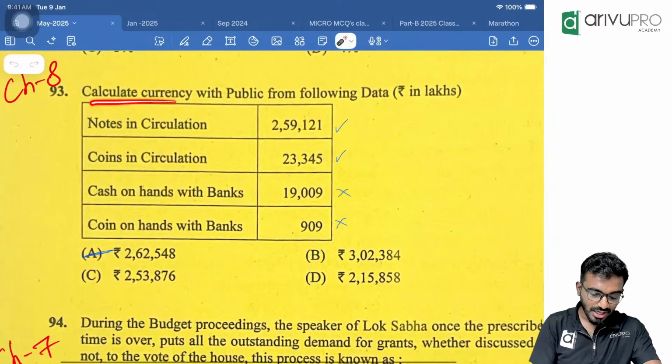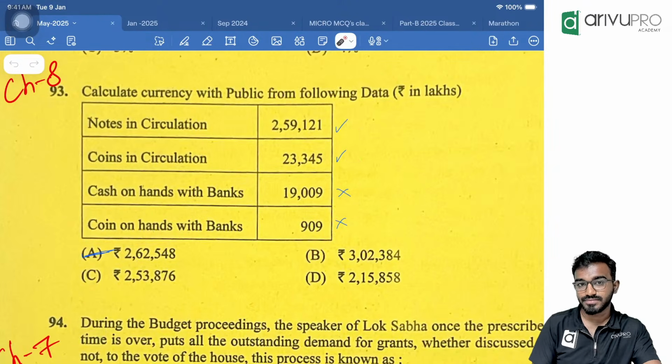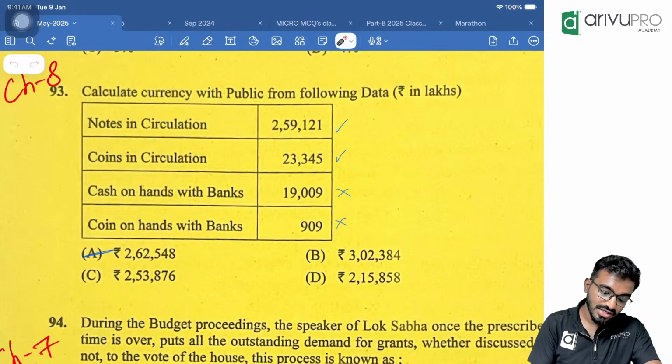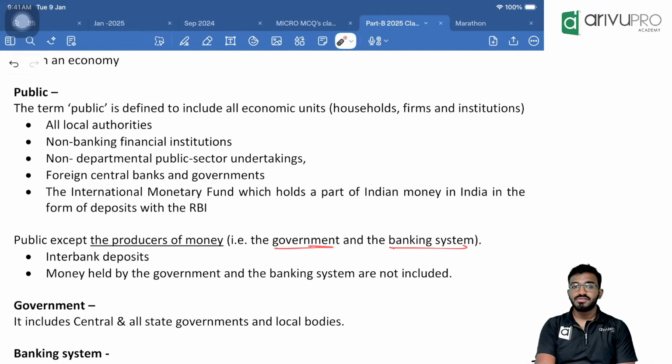See here, calculate currency with the public. Notes in circulation, add. Coins in circulation, add. Cash on hand with whom? Bank. Subtract. Coins on hand with whom? Bank. Subtract. So first add, next subtract. That's it. This is how easy it is. This is how the questions repeatedly come. See, there is a calculation of public now. Repeatedly it is coming. And whom do we call the government?